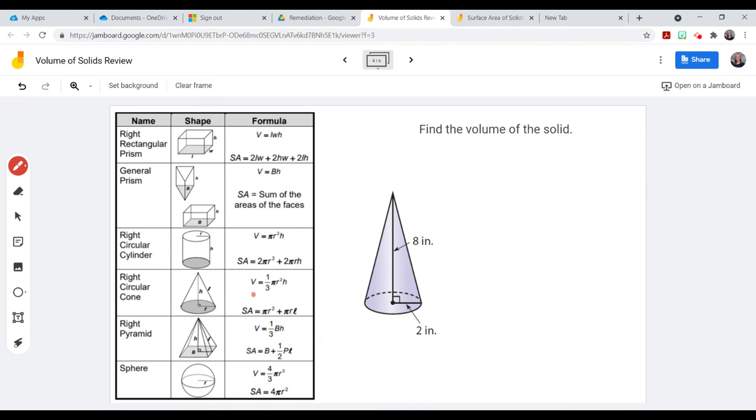I'm looking here, I have a cone. So I'm going to do my volume of a cone formula. Volume equals 1/3 pi r squared h. 1/3 times pi. My radius is given to me, it is 2. And my height is 8. 1/3 times pi times 2 squared, which is 4, times 8 is going to give me approximately 33.51 cubic inches. Remember, my height here is the one that is perpendicular to the base.